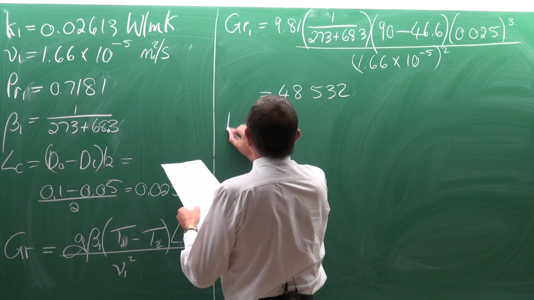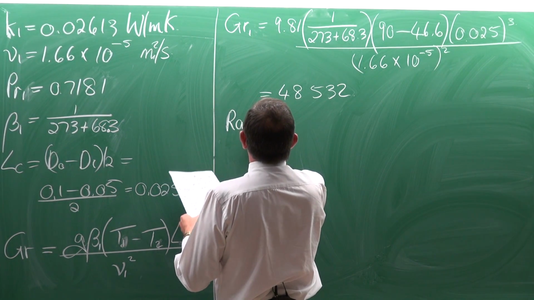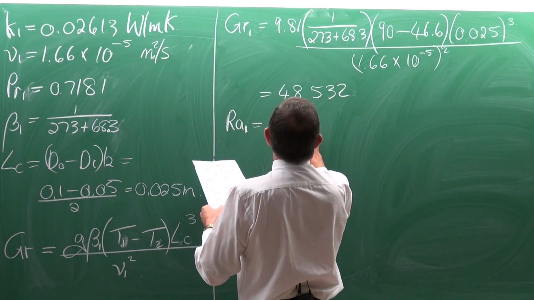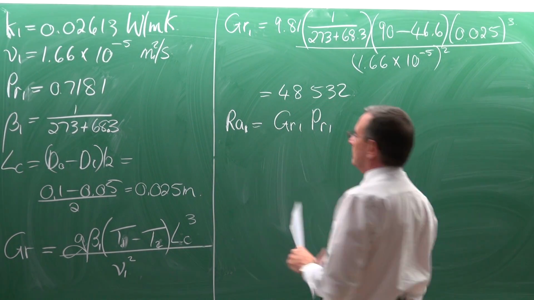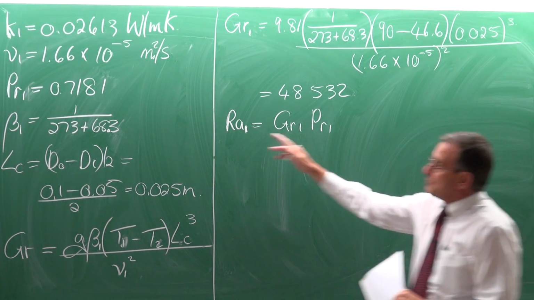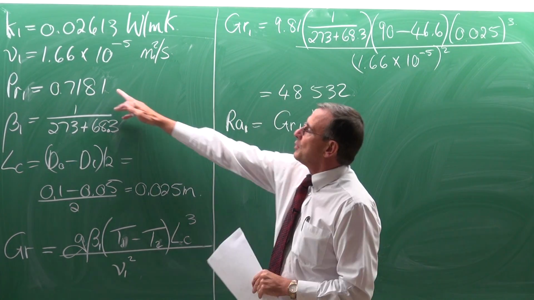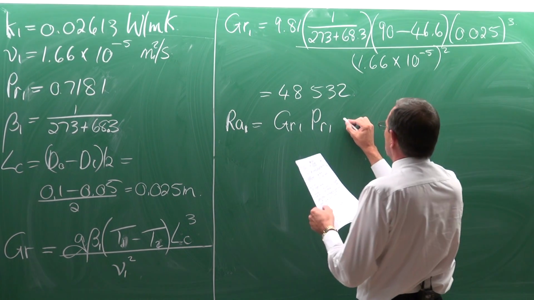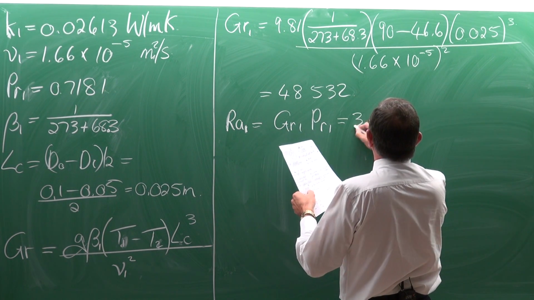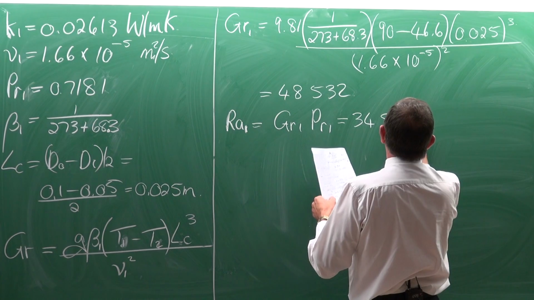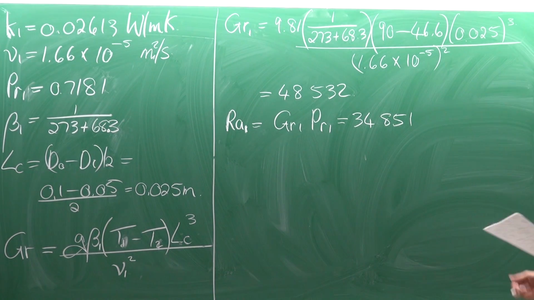And the Rayleigh number, the Rayleigh 1 would be equal to Grashof 1 multiplied by Prandtl 1. Here's the Prandtl number, so we just need to multiply that by 0.7181, and that would be equal to 34,851. You all with me? So quiet?